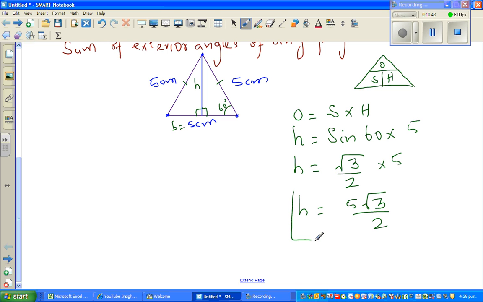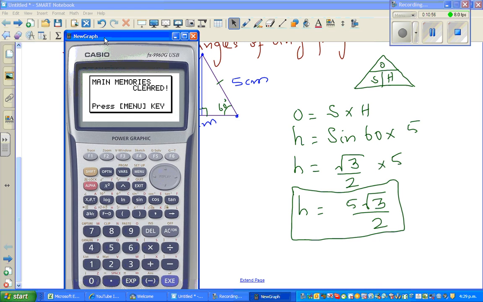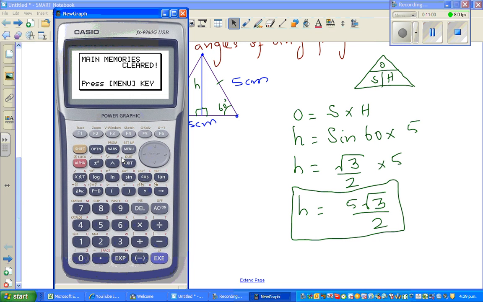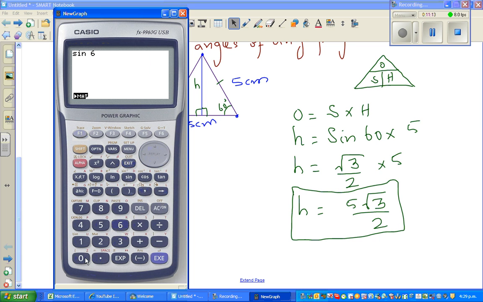Just to check whether sine 60 is root 3 over 2, I'll show this on a calculator. This is my graphic calculator. I'll go to run, and then change my setting to degrees, because my calculator works in radians by default. Then I'll show you sine 60. On the calculator is this crazy number, which is nothing but root 3 divided by 2. This and this are the same, but this is more exact. This is called the surd form. I'm not going into much detail.